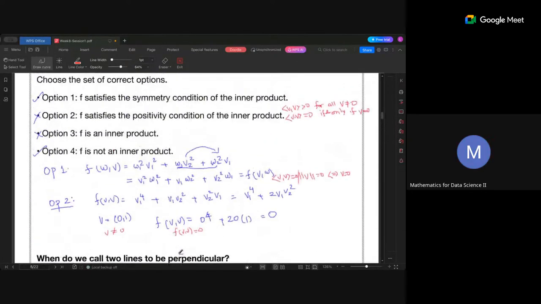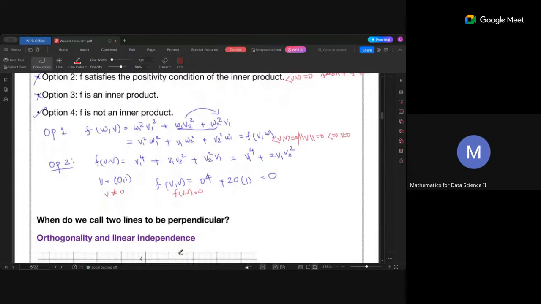Okay, so the important thing of week 8 we are going to see is orthogonality. See, where does orthogonality come from? It comes from the property of perpendicularity. So when do we call two lines to be perpendicular?